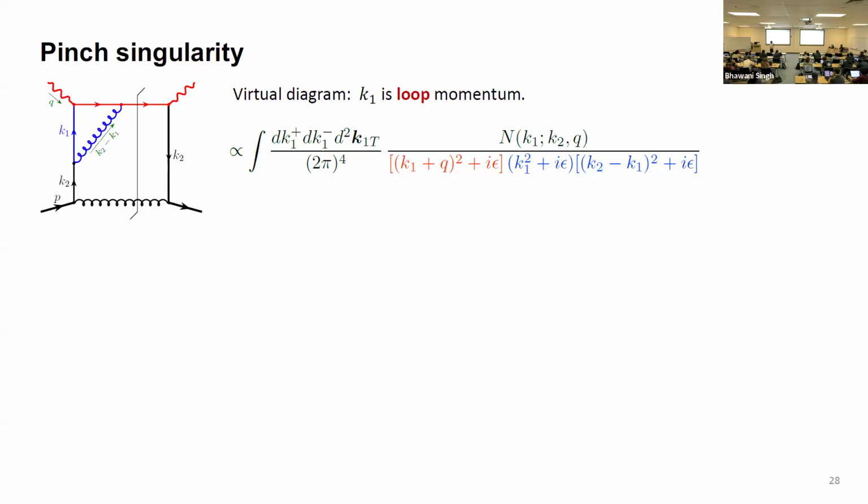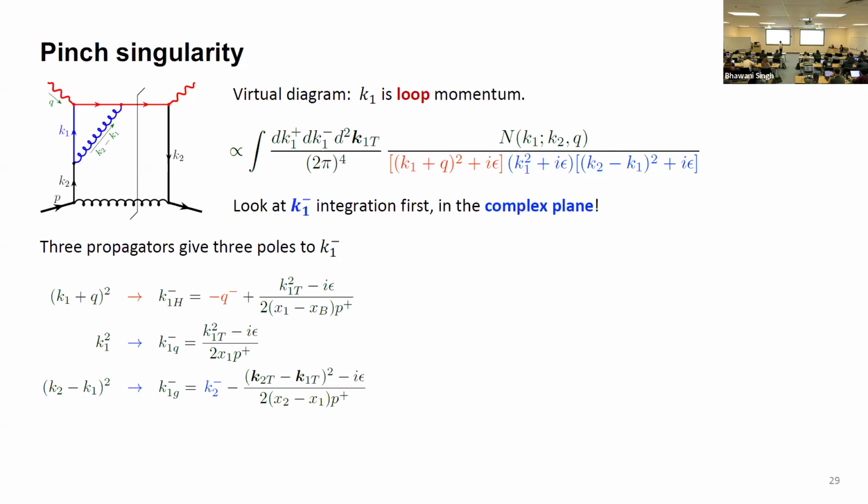And if we look at this Feynman integral, an important point is that there is an i epsilon prescription. What the i epsilon prescription means is that we should think about this integration in the complex space. So if we look at the K1 minus integration first, these three propagators give us three poles for this K1 minus. The first one, from the upper propagator, I call K1H minus. From K1 squared, I call it K1Q. From the gluon line, I call it K1G. And these three poles have their i epsilon prescription indicating to which side they lie in the complex plane.